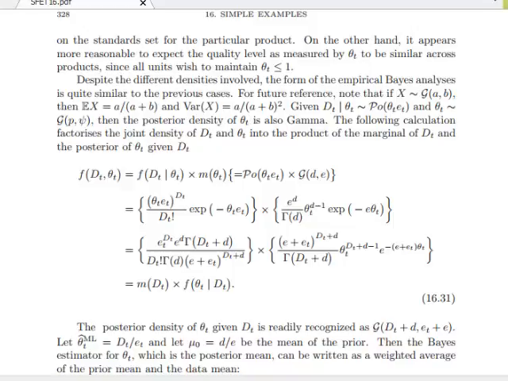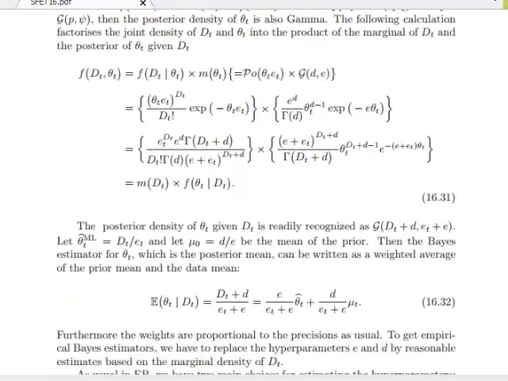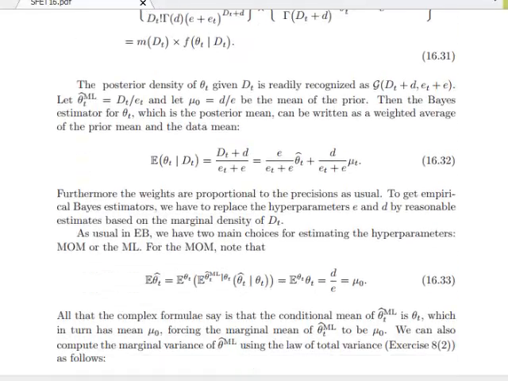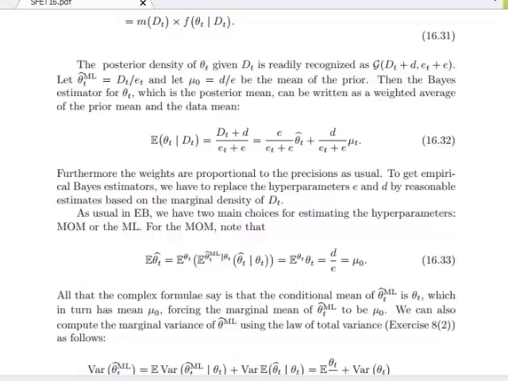Once I have a and b, then I can get exactly not just the estimator, which is the posterior mean of theta t given dt, but I can also get the posterior distribution. The posterior distribution is a gamma distribution, and the gamma distribution has some elements which are dt and some which are coming from the hyperparameter. So now I have estimates of the hyperparameter, so I know what the posterior distribution is.